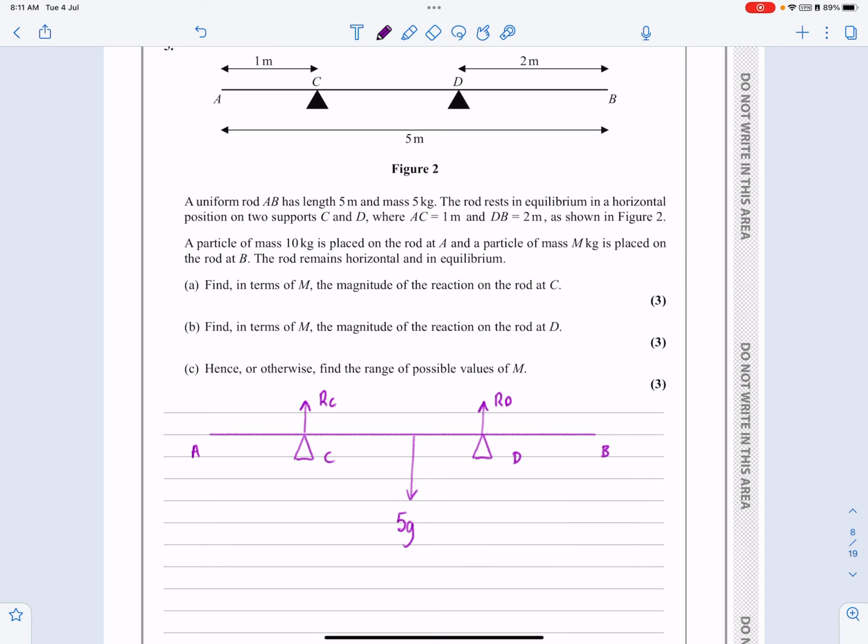We'll sort that out when we're doing the question. In the question, it says I've got a mass of 10, so 10G acting at A, and I've got a mass of mg, acting at B. And again, in the question, it tells me that that length there is 1 meter. And it tells me that this length here is 2 meters. So because I said earlier that this 5G is acting in the middle, acting at 2.5, then that means that this length here must be 0.5 meters. And finally, that length there must be 1.5 meters.